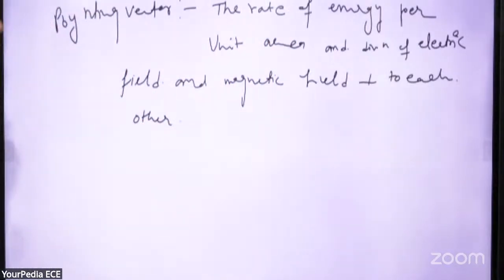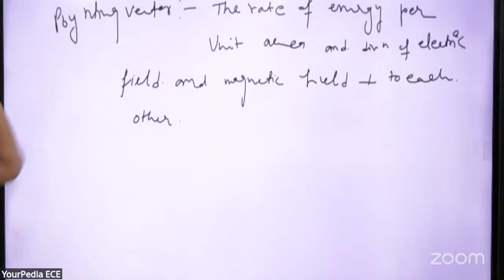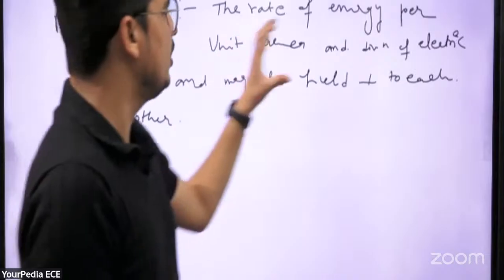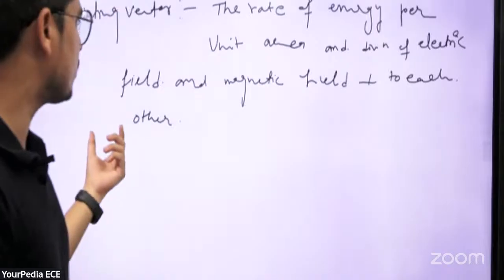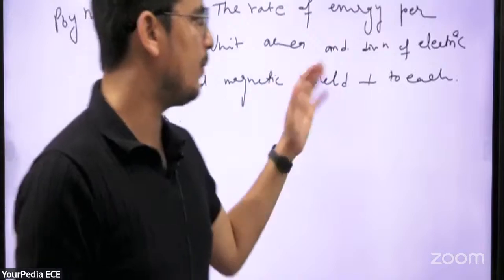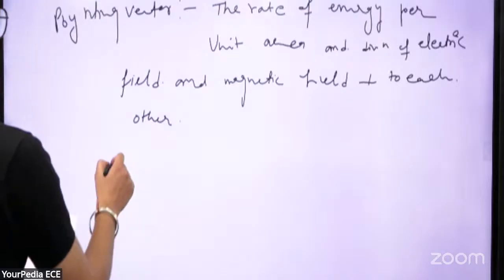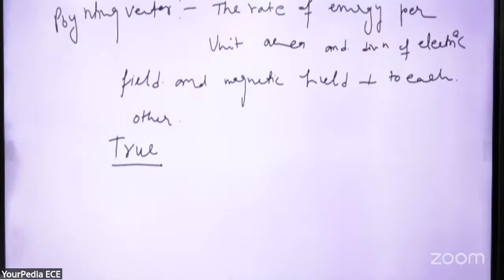See, basically, I think some information is missing inside this definition. The rate of energy per unit area is correct, and the direction of propagation is perpendicular to the direction of electric field and magnetic field. So it means direction of propagation, electric field and magnetic field all are perpendicular to each other. Until now, I can say this is true, but some information is missing. What is the correct wording, we don't know, but this is the information I'm getting from the student.